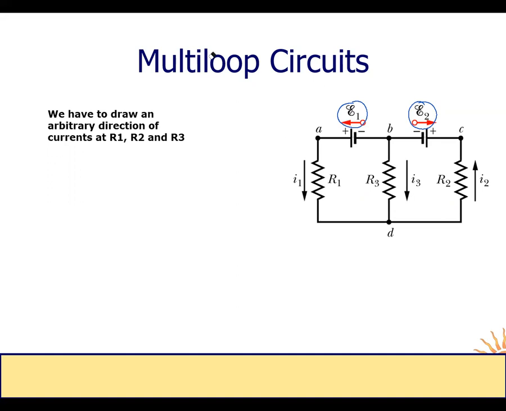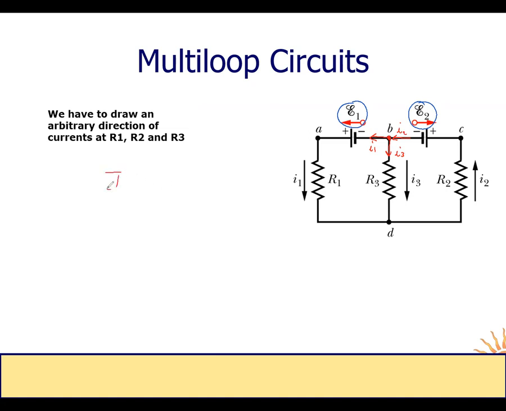But be careful. If you take any junction, we must have I in and I out. You cannot take all the current out or all the current in. For example, here I took I1 out, and here we have I3 out and I2 in.